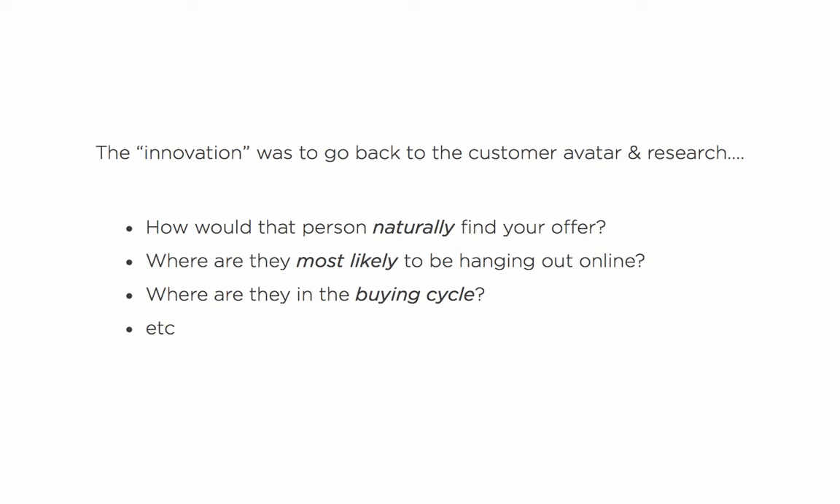Where are they most likely to be hanging out online? Are they on blogs? Are they on forums? Are they on Facebook? Are they on Google? Are they on Pinterest? Are they on Twitter? Where are they socially? What platform do they use the most? And once you've got an idea of that, where are they in the buying cycle? And that's really our focus in this training, is where are they in the buying cycle? That's critical, because a lot of the time, that will determine where you should place your ads.